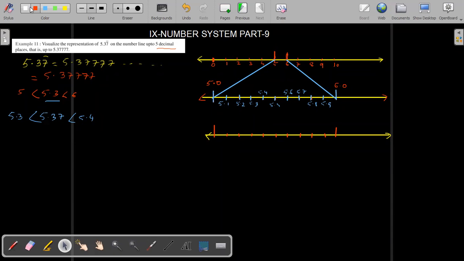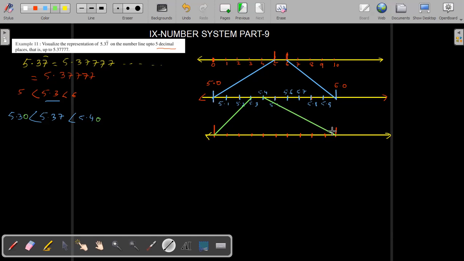So now you can see that 5.37 will come between 5.30 and 5.40. So we will join 5.3 and 5.4. You have to join from this point to this point, 5.3. Do not join with this one. Okay. So 5.3 and 5.4.